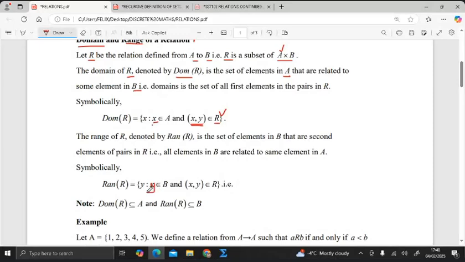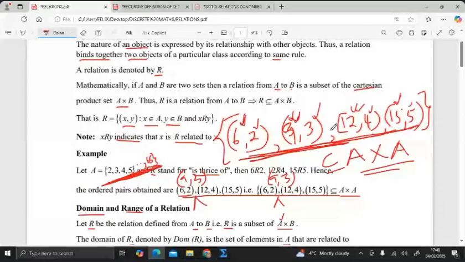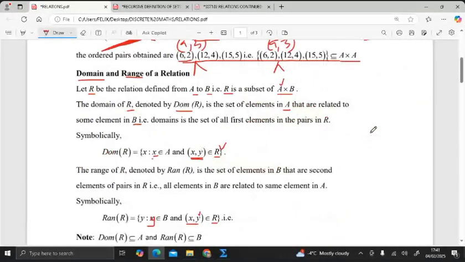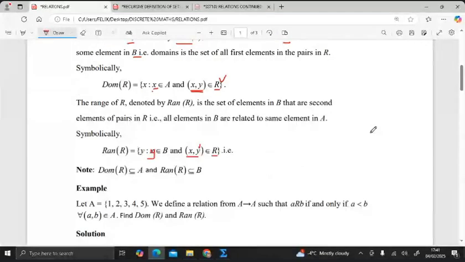The range is the set of Y. This one should be Y. Yeah, there are some typing errors there. It should be Y, where Y is in B. And that Y is obtained from that pair that is inside the relation. Like in this case here, you see this one is Y, Y, Y, Y. And all these are 2, 3, 4, 5. Those ones make up a set, and that is the range of that relation.